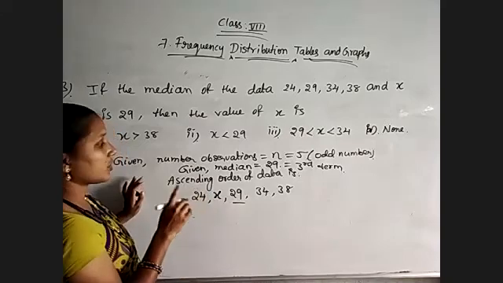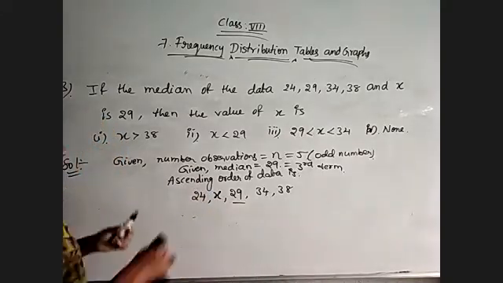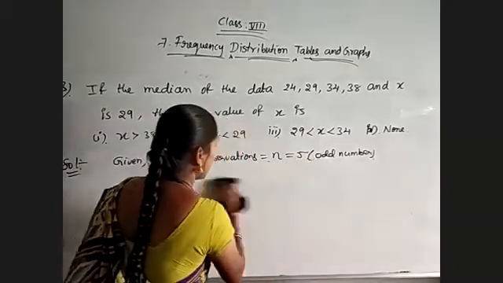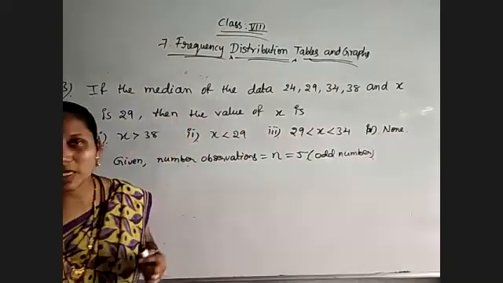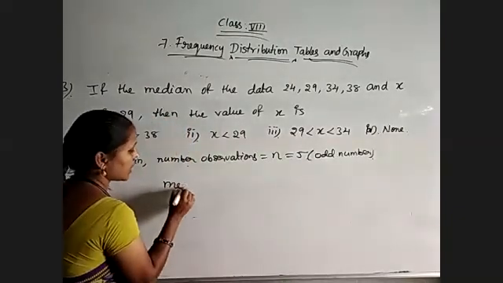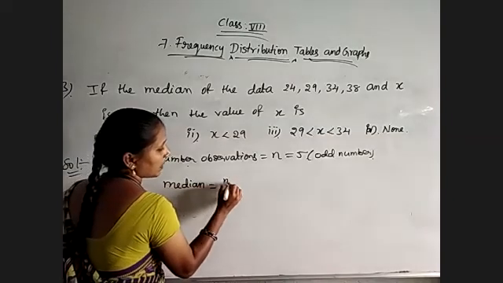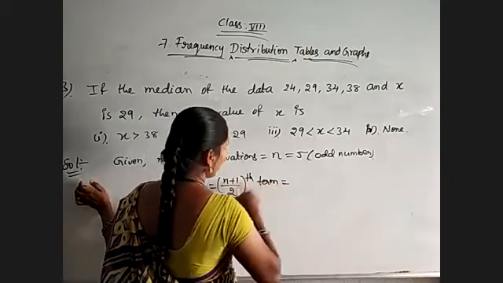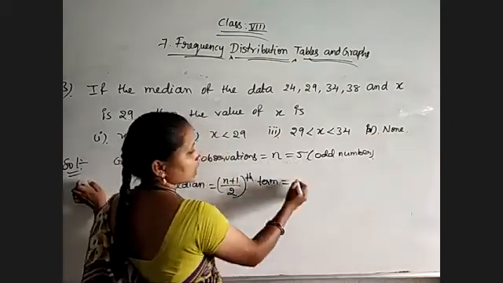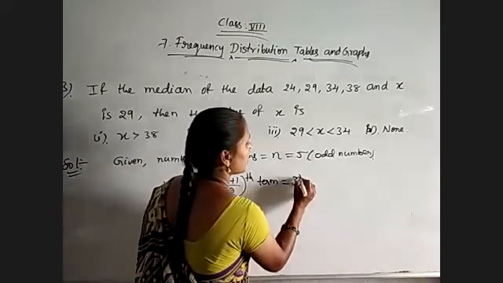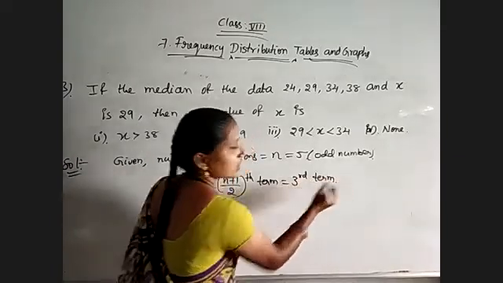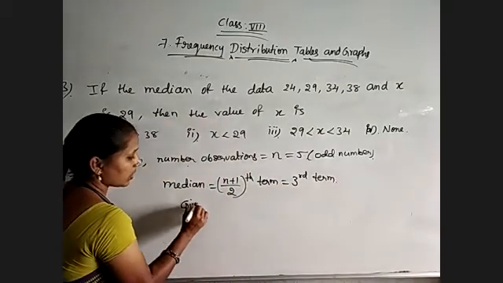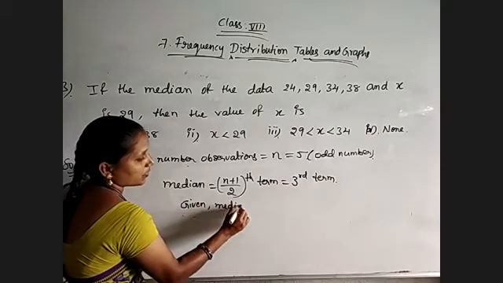Okay, what I'm trying to say, just observe here. The given number of observations is odd. So when the number of observations is odd, the exactly middle value, that means the (n plus 1) by 2 term, is the median. So the median of the data will be equal to the (n plus 1) by 2 term after arranging them. So n is 5, 5 plus 1 is 6, by 2, 6 by 2 is nothing but the third term. Yes, the third term will be the median, and the given median is equal to 29.